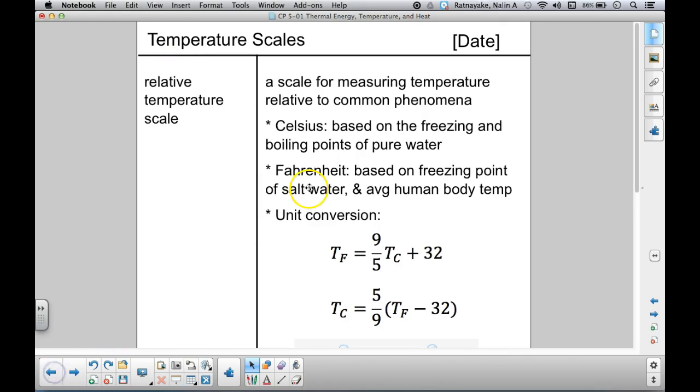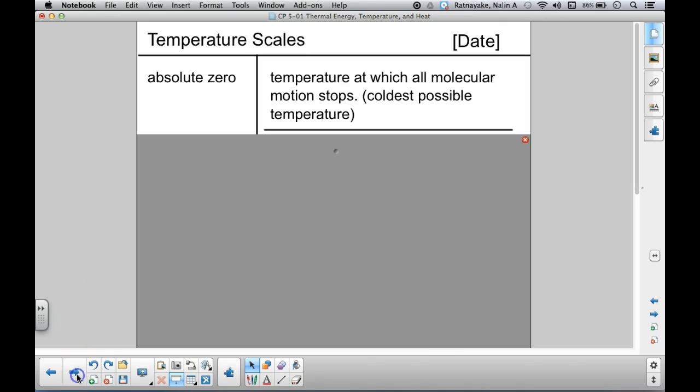Remember that what we had back here was a relative temperature scale. It was relative to everyday things that are kind of important to human beings, like freezing and boiling of water, or human body temperature, freezing of salt water. Humans care about these things. The universe generally doesn't. So the universe cares about things like absolute zero because that's sort of a universal thing.